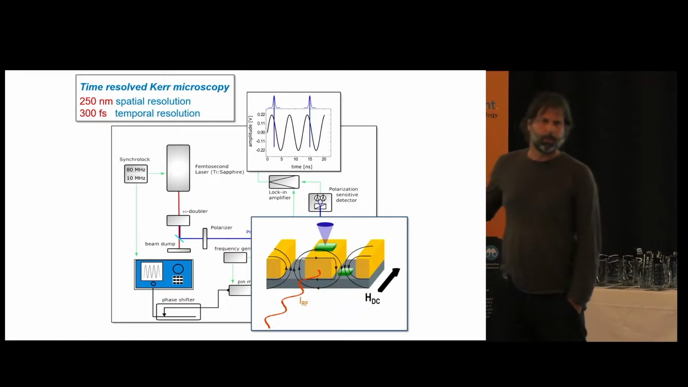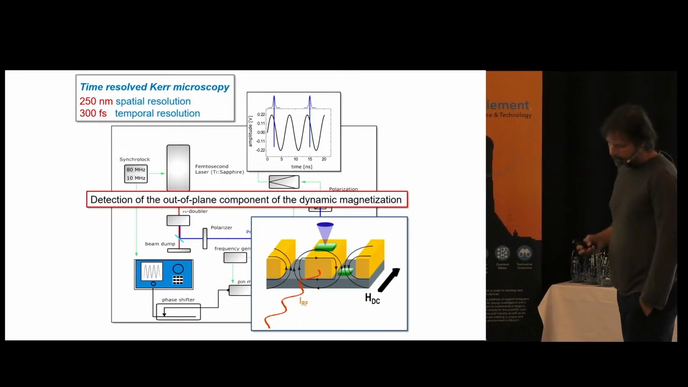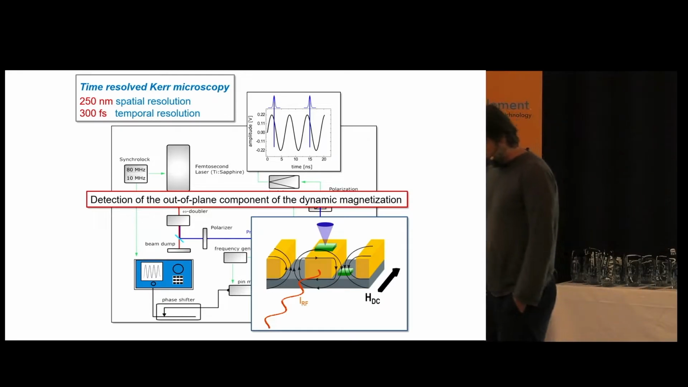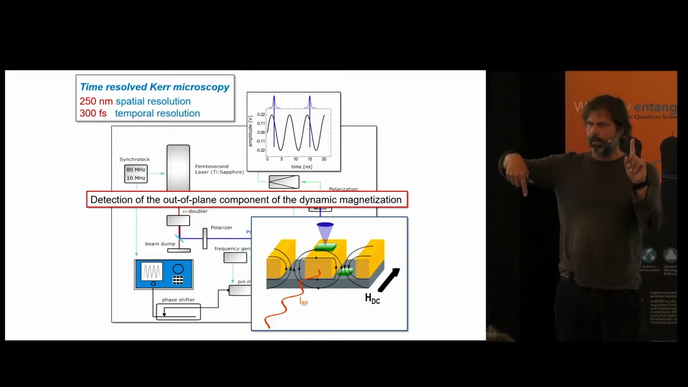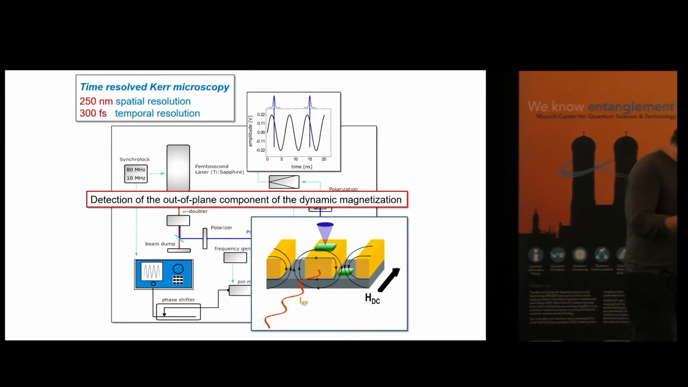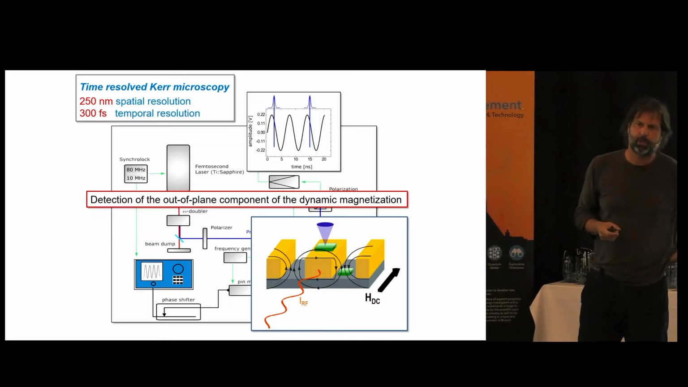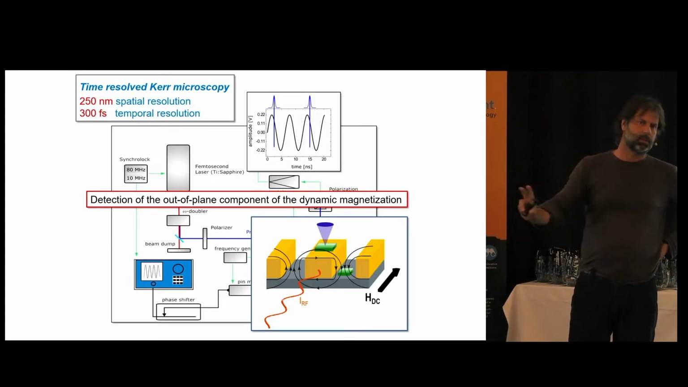And you can do this in different geometries, but what we measure is always the perpendicular component of the dynamic magnetization. Now, in contrast to static imaging, where you go from one domain to the other and you have a full change of the magnetization, we actually image the dynamic component of the magnetization, which is maybe an excursion of 2 degrees out of the plane. So it's a tiny component.